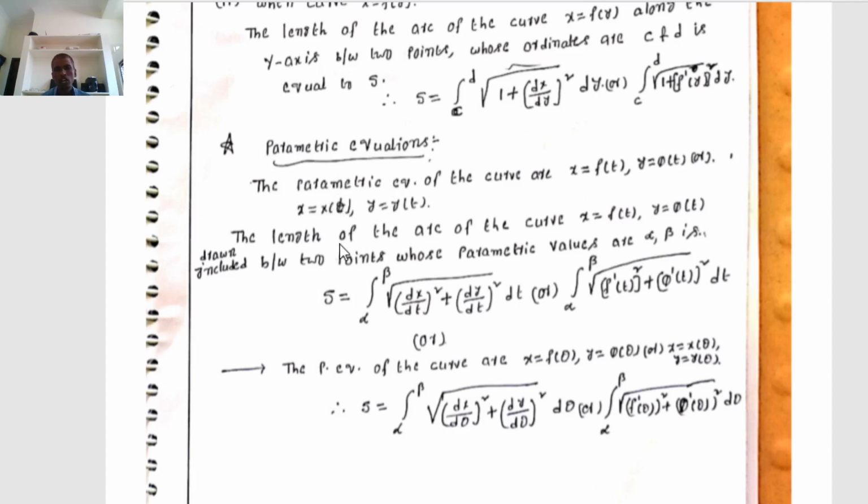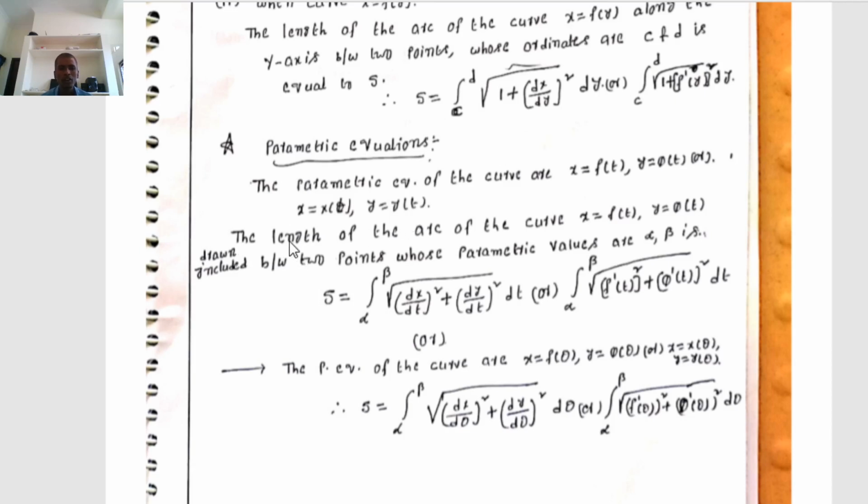The parametric equations of the curve are in the form x equal to f of t, y equal to phi of t, or x equal to x of t, y equal to y of t. Another form: the parametric equations of the curve are x equal to f of theta, y equal to phi of theta, or x equal to x of theta, y equal to y of theta, in terms of t or in terms of theta. These are the parametric equations of a general curve. Take the first one: x equal to f of t, y equal to phi of t, or x equal to x of t, y equal to y of t.